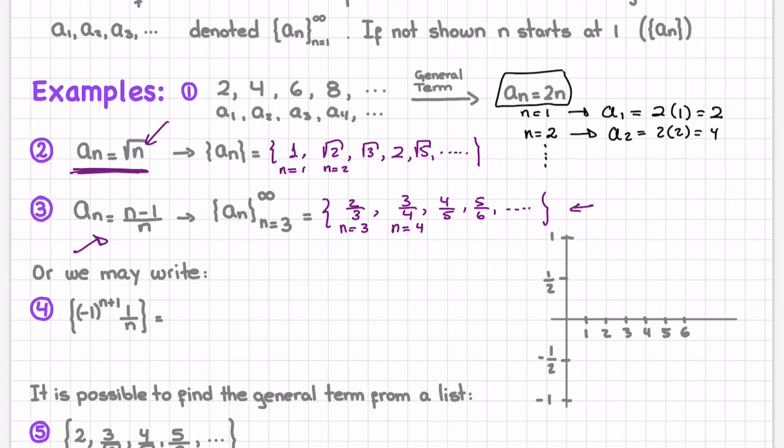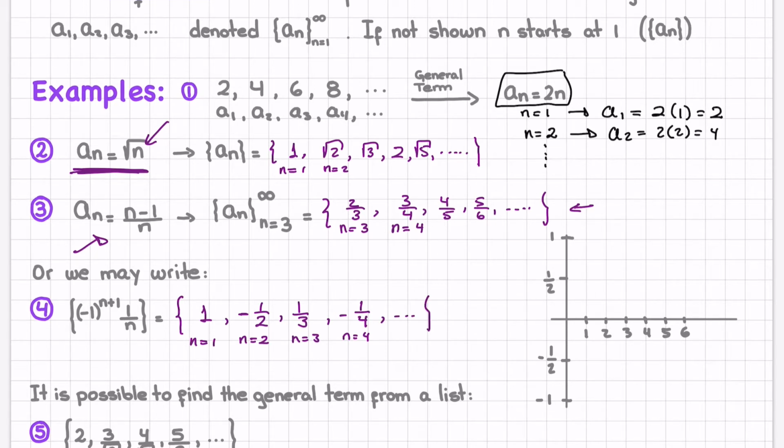We have sequences like number 4, which is going from negative to positive, negative to positive. Let's display the first terms of this sequence. For n equals 1, when you plug in a 1 there, you get negative 1 squared, so it's positive, and then 1 over 1. So the first one is 1. For n equals 2, it's negative 1 to the third power, so that's negative, and then 1/2. And then positive 1/3, for n equals 3. For n equals 4, it's going to be negative 1 over 4, and it continues like that.